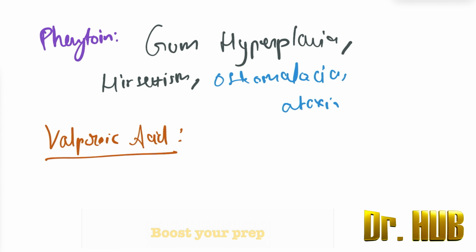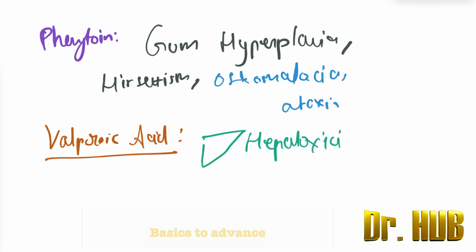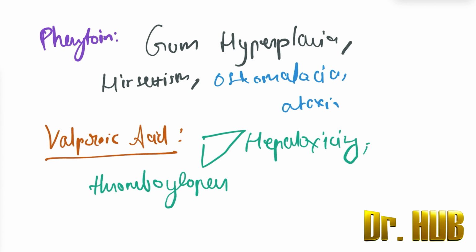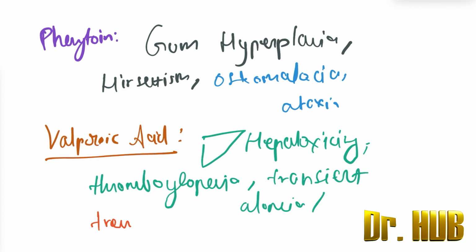So, the valproic acid, there is the presence of hepatotoxicity. So, there is hepatotoxicity, and next comes thrombocytopenia, as well as the transient alopecia. Next comes the presence of tremors, and the pancreatitis.